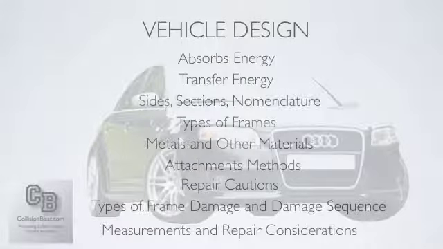So in this video, we talked about absorbing energy, and how cars are designed to do that. It creates a lot of damage to the car, but keeps the passengers safe, because the front and rear absorb the energy and transfer it around the passenger compartment. You have the different sides, the right and left, and the sections: the front section, the center, and rear. And the nomenclature, the names of the parts of the car. It's important to know that.